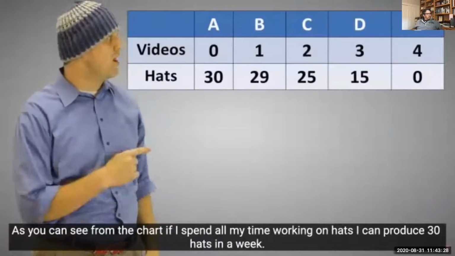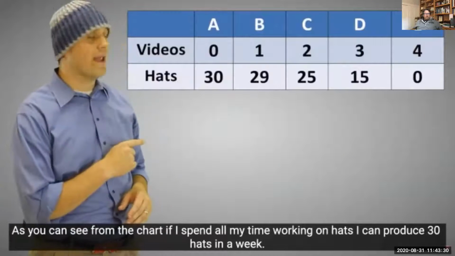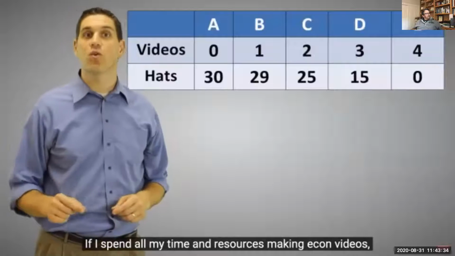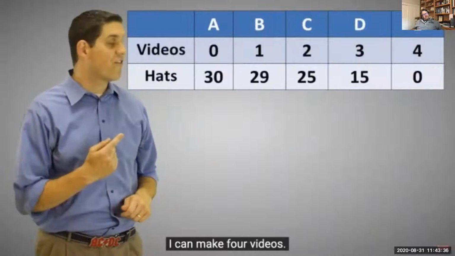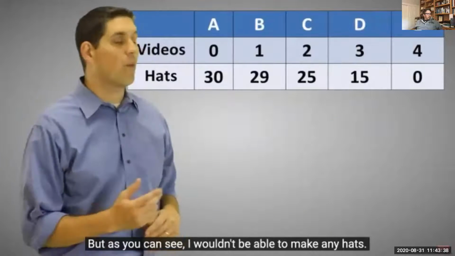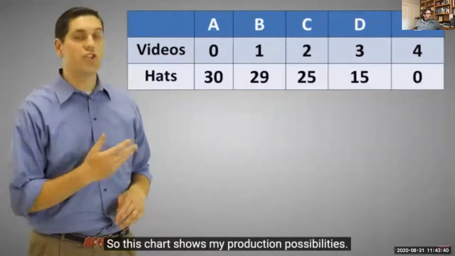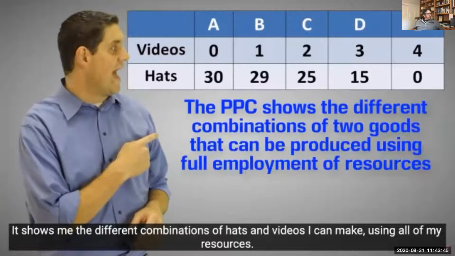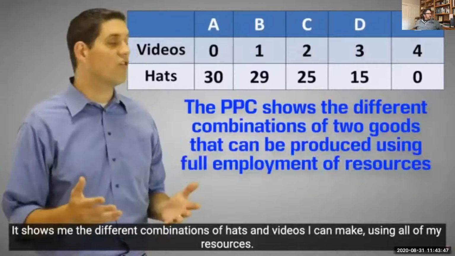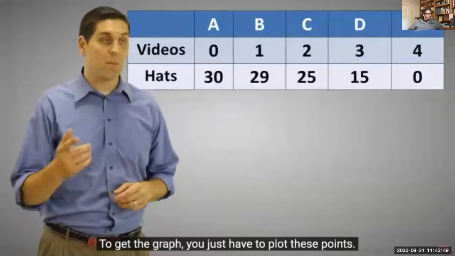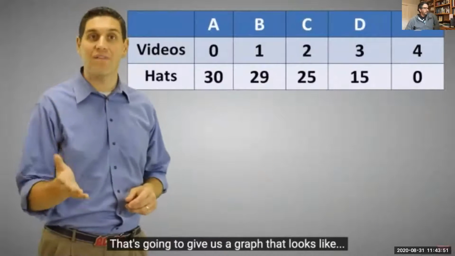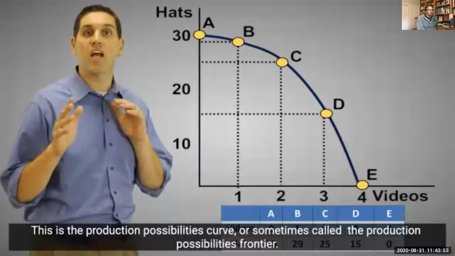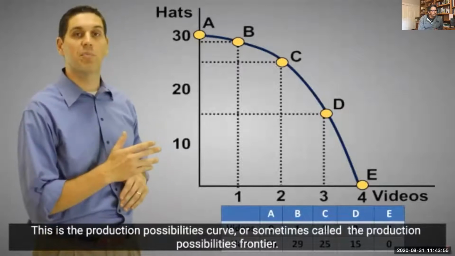As you can see from the chart, if I spent all my time working on hats, I could produce 30 hats in a week. If I spent all my time and resources making econ videos, I could make 4 videos. But as you can see, I wouldn't be able to make any hats. So this chart shows my production possibilities. It shows me the different combinations of hats and videos that I could make using all of my resources. To get the graph, we just have to plot these points, and that's going to give us a graph that looks like this. This is the production possibilities curve, or sometimes called the production possibilities frontier.